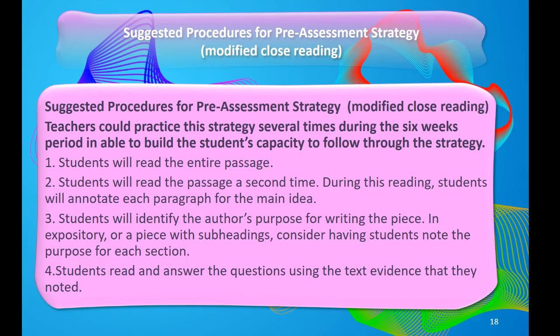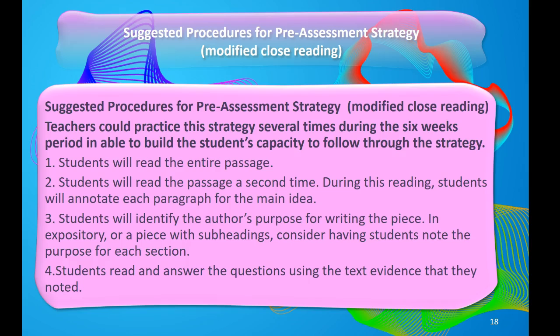Really starting to hone in on the type of procedures that we use in modified close reading. Students should be reading the whole entire passage and rereading it a second time, annotating each paragraph for the main idea, or, if it's an informational text, asking under that heading, why do you think the author chose that heading? That's always something that they ask.